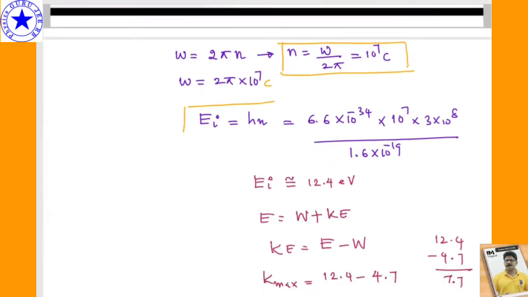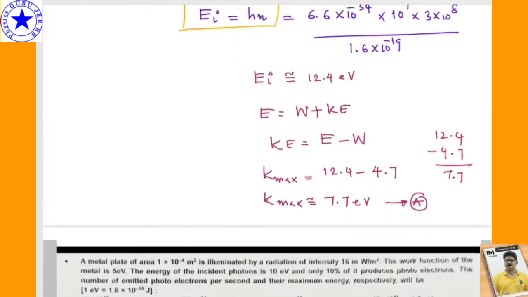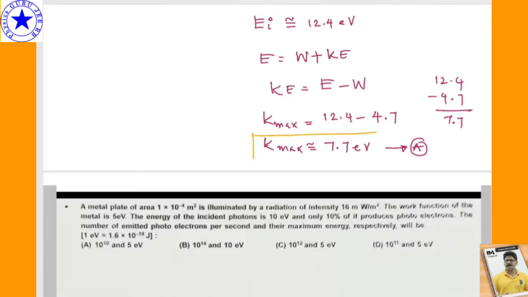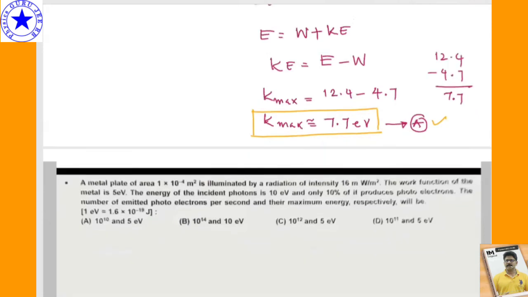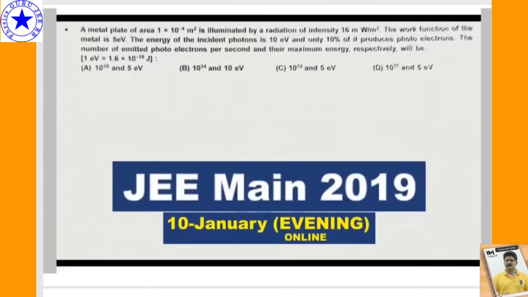But incident energy is H nu. Simply substituting, the final value is K max equals 7.7 electron volts. The option is E. Next, proceeding to 2019, 10th evening.